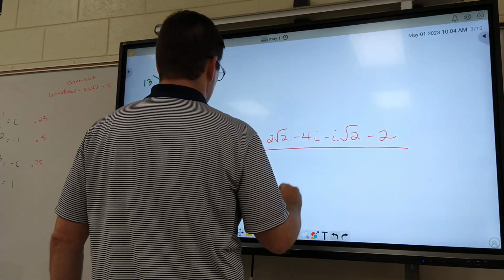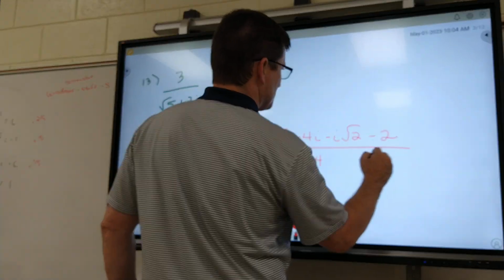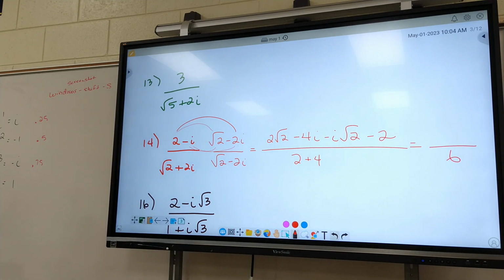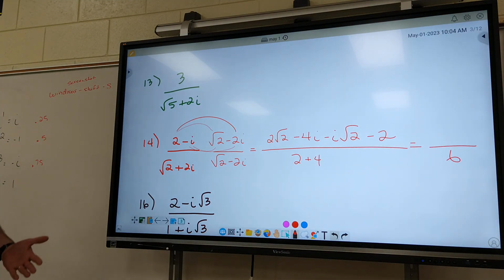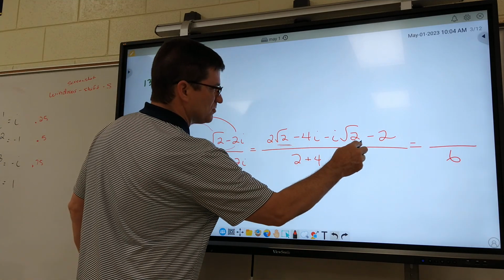All right, the bottom's going to be 2 minus 4i squared, which is plus 4. The bottom's 6. Check that. Y'all get 6 on the bottom? All right, so what can we combine on top? Do y'all see anything that has like terms? I think this one's a root 2 and this one's a root 2.